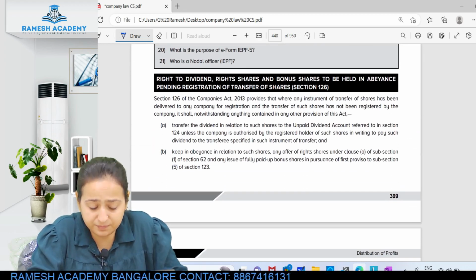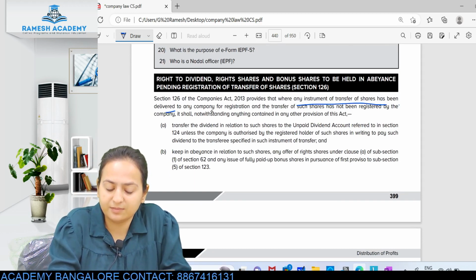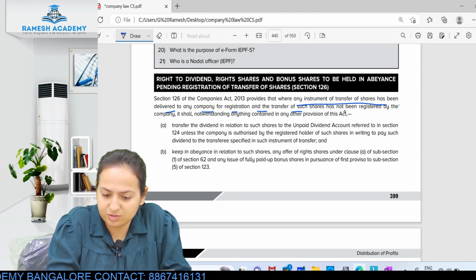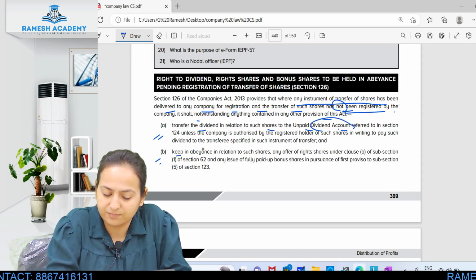Next is where any instrument for transfer of shares has been delivered to the company for registration and such shares have not been registered, then you will transfer the dividend relating to those shares to the unpaid dividend account.